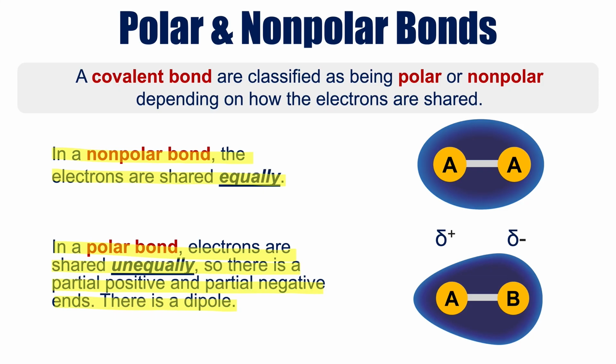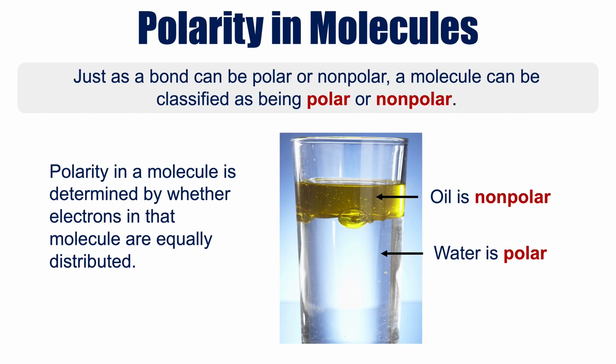So just as you can classify an individual bond as being either polar or nonpolar based off of the way that the electrons are distributed, you can also classify a molecule as being either polar or nonpolar. So polarity in a molecule is going to be determined by whether the electrons in the molecule are equally or unequally distributed. When you put water and oil together, those two things are going to separate due to polarity. Water is a polar molecule, oil is a nonpolar molecule. Polar and nonpolar molecules do not want to interact with each other.